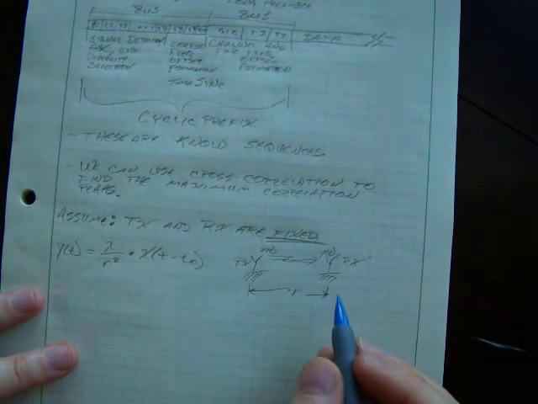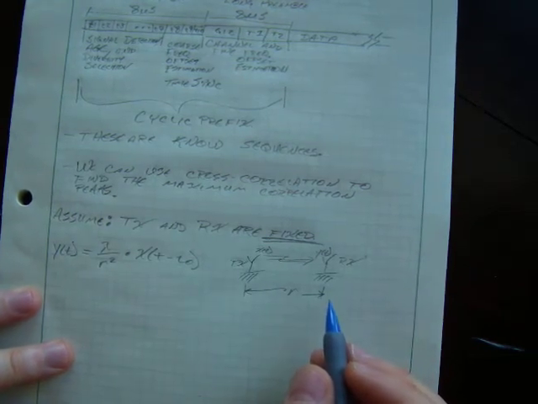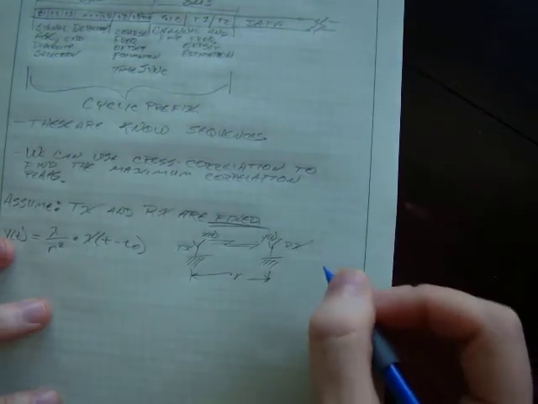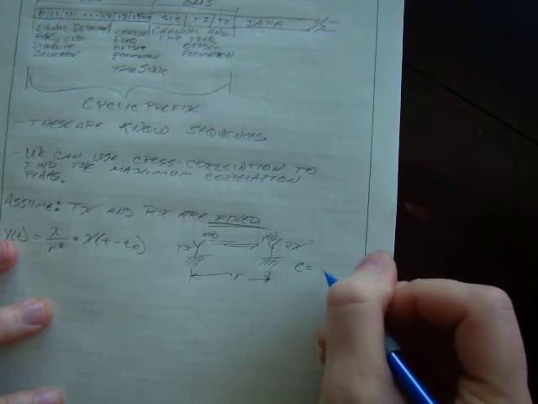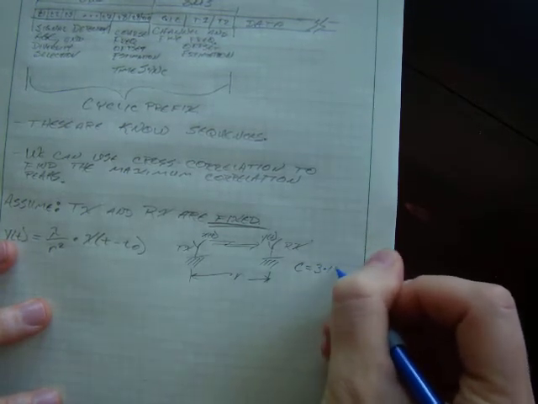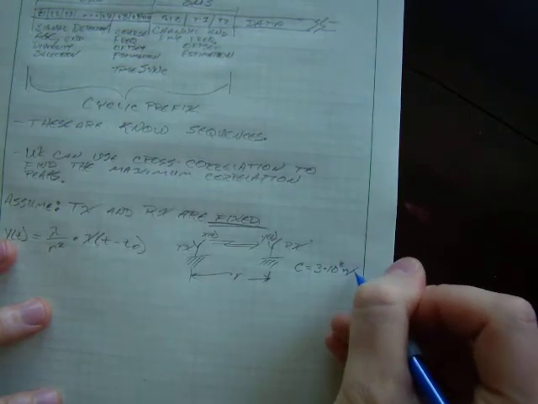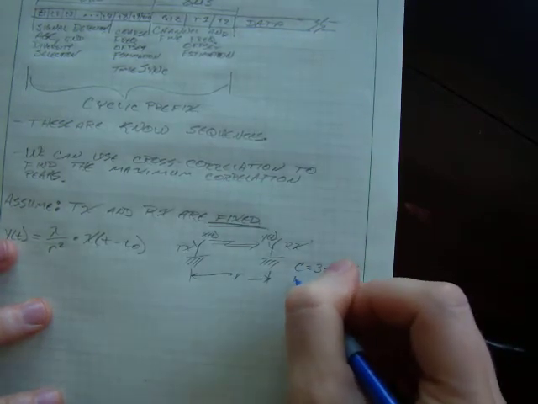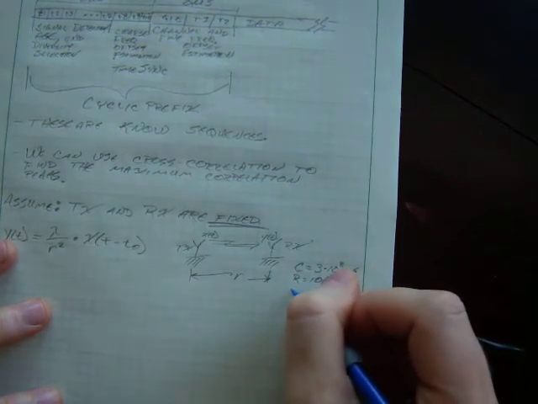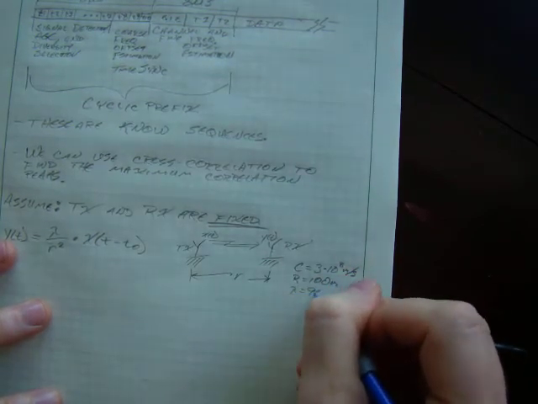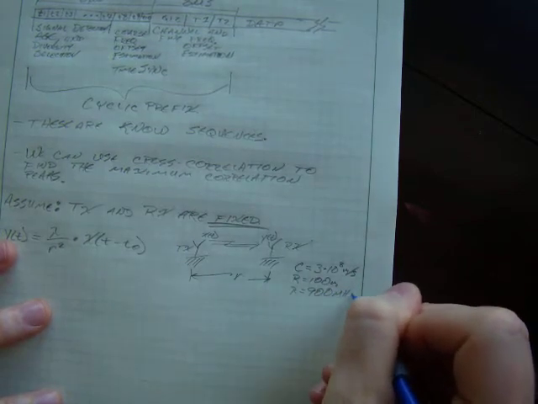Alright, and for this example, we're going to make some assumptions. We're going to say c, which is the speed of light, is equal to 3 times 10 to the 8th meters per second. We're going to say that r is equal to 100 meters. We're going to say that lambda is equal to 900 megahertz.